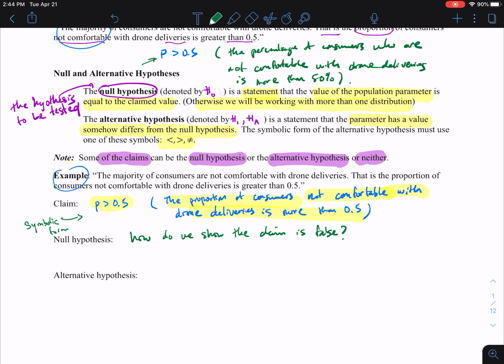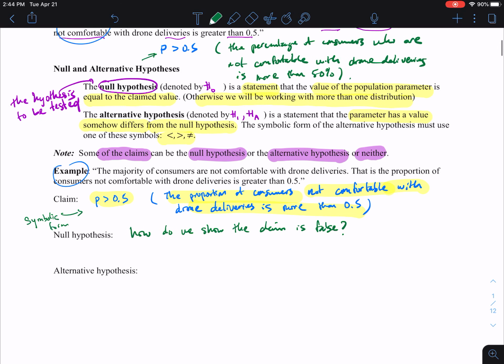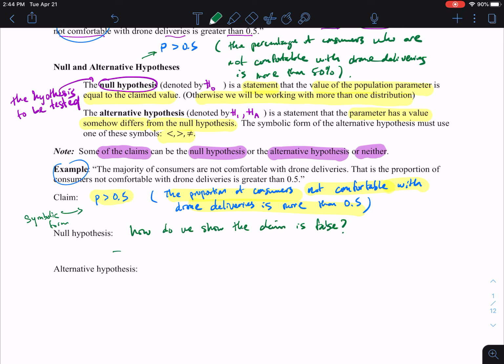Well, we look at sample data, and if that sample data is not close to 0.5, then the claim fails. If somehow we can get evidence to show that p is less than or equal to 0.5, that the proportion is not greater than 0.5, then we can show that the claim is not true.